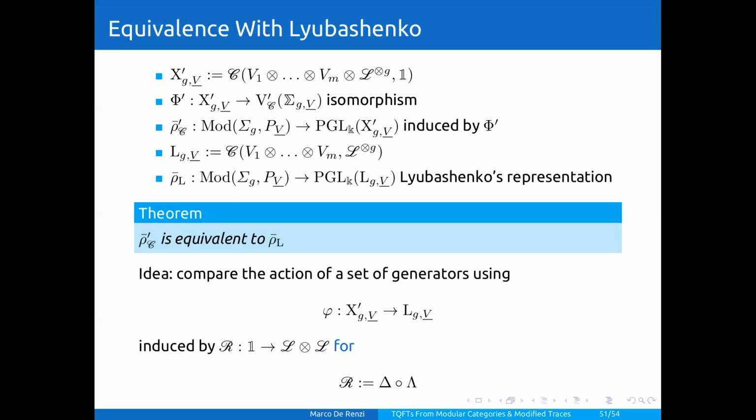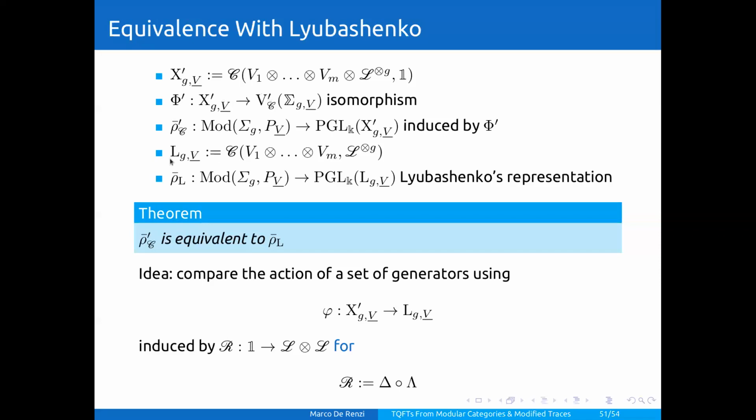And now I can tell you about this equivalence result. In fact, let me recall a little bit of notation. I introduced before this X prime GV vector space. This is the vector space of morphisms in C from this object to the tensor unit. I introduced an isomorphism that identified this morphism space with the state space of the surface sigma GV in the contravariant model. And by abuse of notation, I will use the same notation I just introduced for the representations with values in PGL of V prime. And I will adopt the same notation for the representation of the mapping class group with values in PGL of X prime, just by transporting the representation through this isomorphism, right?